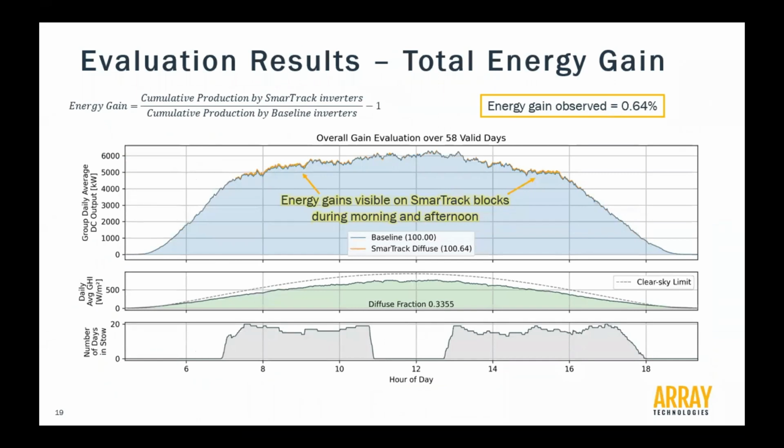The SmarTrack diffuse energy gain can be seen in the morning and afternoon, aligning with the bottom plot that shows when diffuse stow occurred. For example, you can see a visible gain around 8 a.m., and the bottom plot shows that around 20 of the days, so about a third of the days, the trackers were in stow at this time. So the total energy gain observed in this test period at the site was 0.64%.